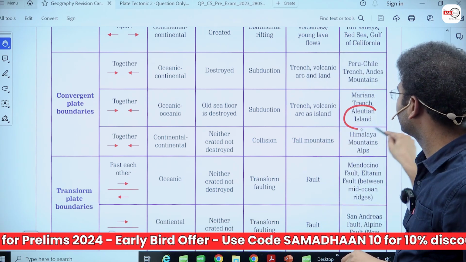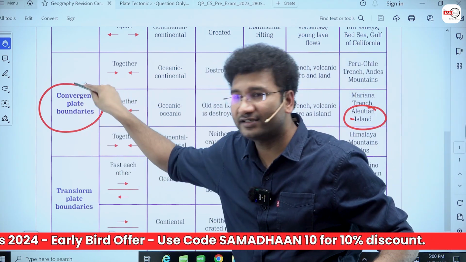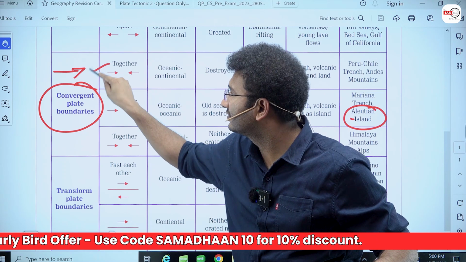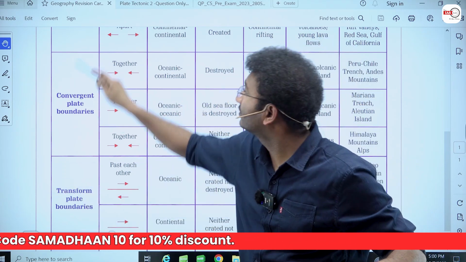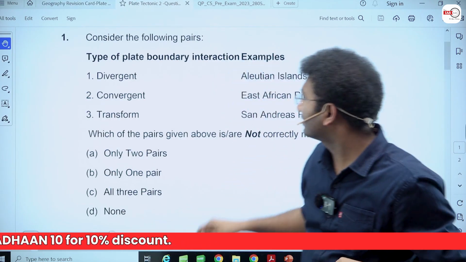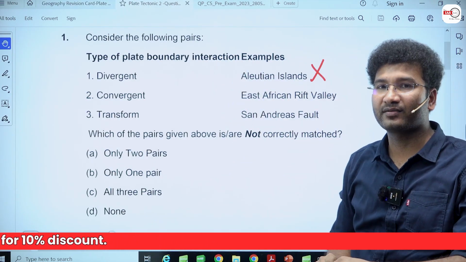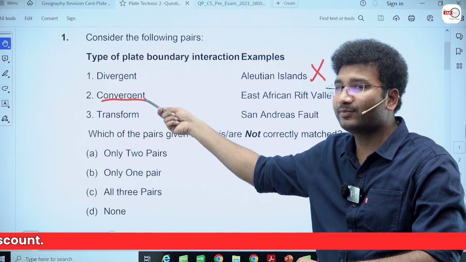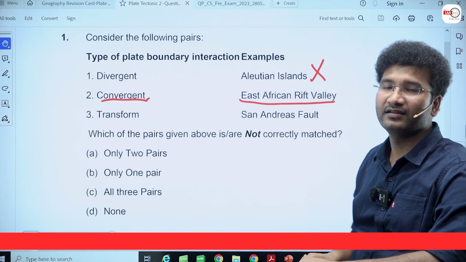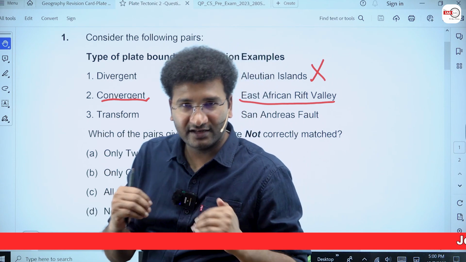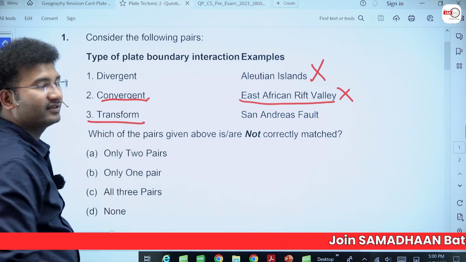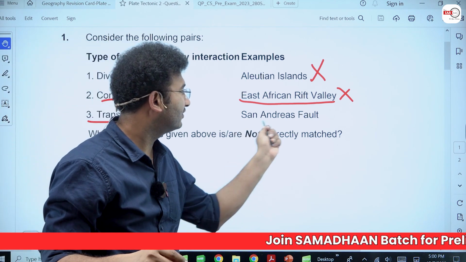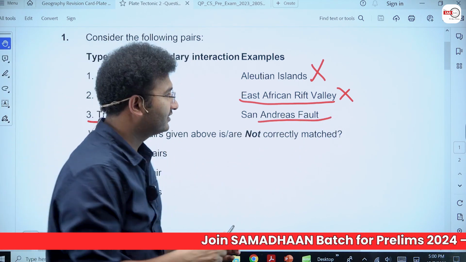Now come back. This Aleutian Islands, is it convergent? It is convergent. Now it is oceanic convergence. I have already shown you the example. So by that logic, is it right? The statement is wrong. Now, convergent plate boundary, East African Rift Valley. A rift valley will also form when there is divergence. So this statement is also wrong. Now transform boundary, San Andreas. I told you San Francisco. Yes, this is the right statement.